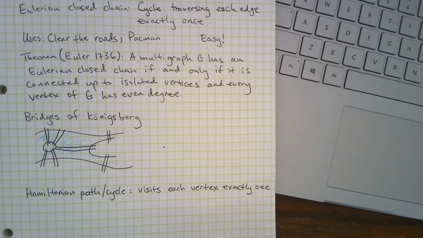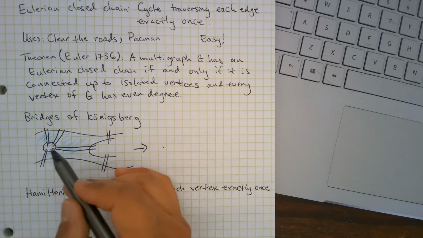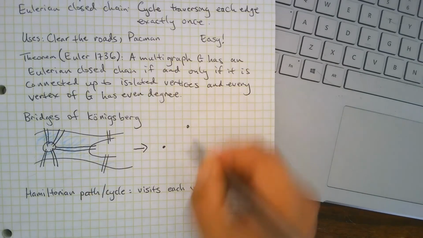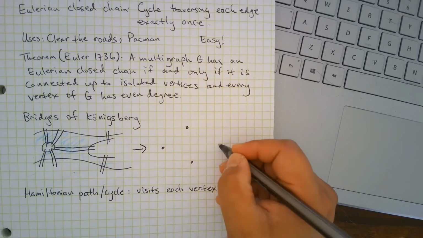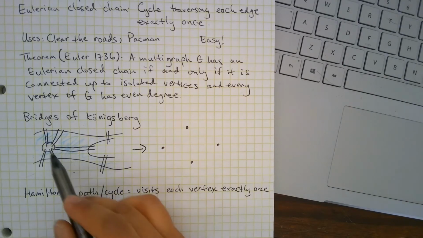But we can turn this into a graph theory problem. Every piece of land is going to be a vertex, and every bridge is going to be an edge. So here's the island, and then that shore is a vertex, this shore is a vertex, and this little peninsula thing is a vertex. And then I just draw an edge for every bridge.